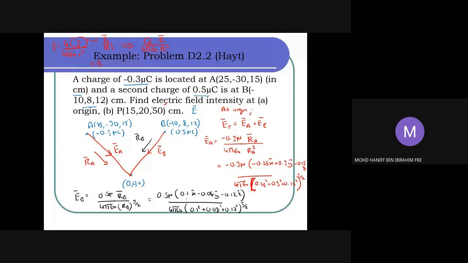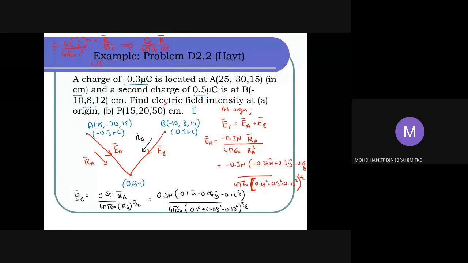In the end, what you have to do is add the electric field EA produced by the charge at point A, and the electric field produced by the charge at point B. So we need to add them together. The addition of the vectors should be done with respect to the same vector components. I think you understand this very well.